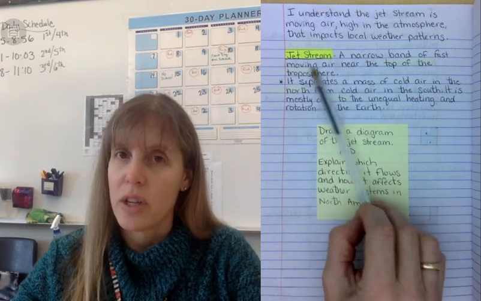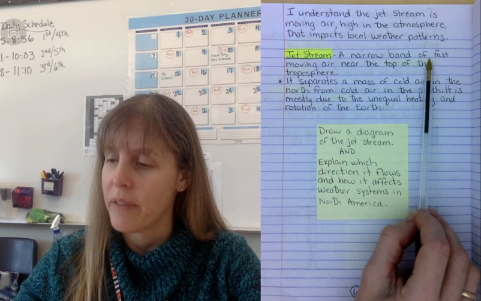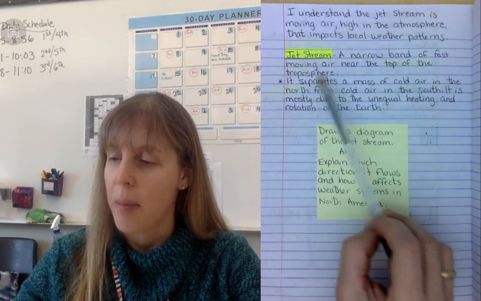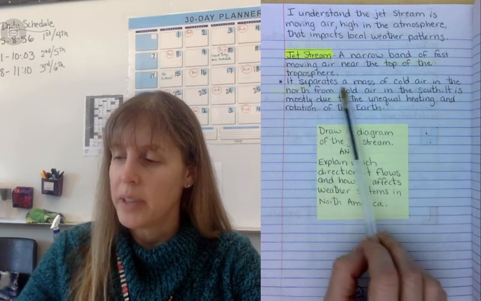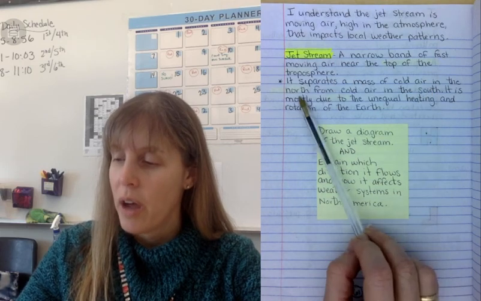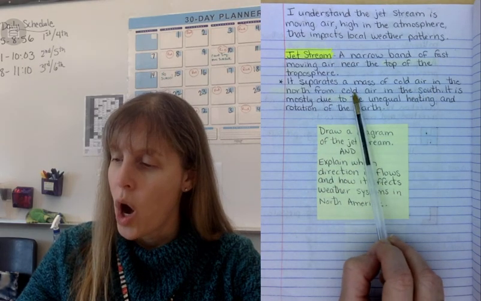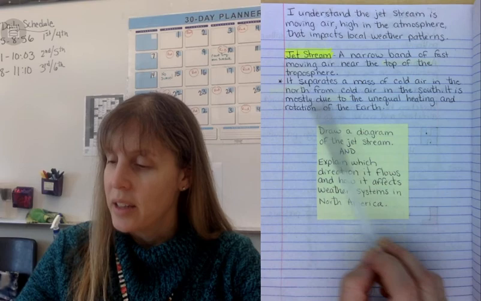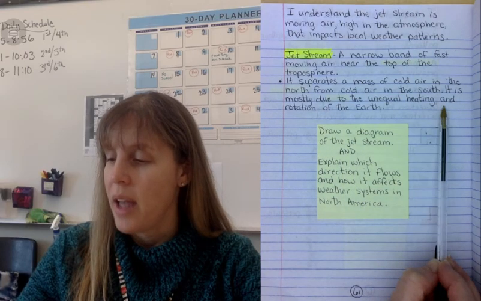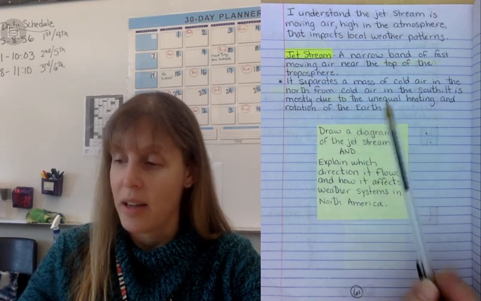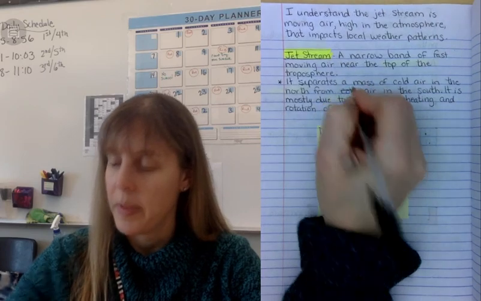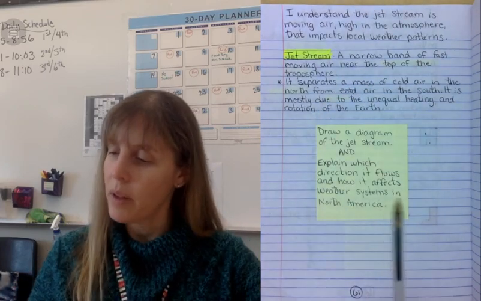So here's the definition of jet stream. It's a narrow band of fast-moving air near the top of the troposphere. It separates a mass of cold air in the north from warm air in the south. It is mostly due to the unequal heating and rotation of the Earth. I need to fix that in our lesson plan.